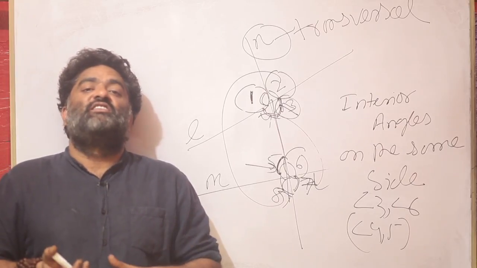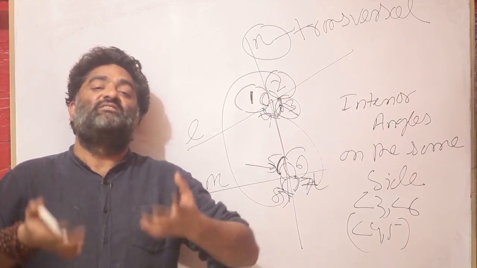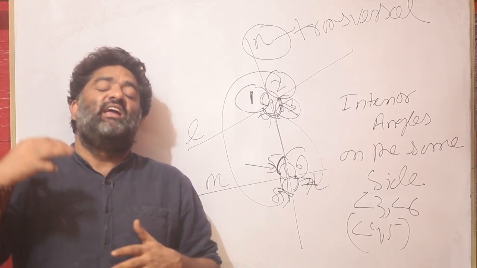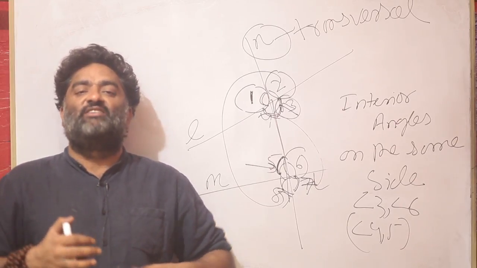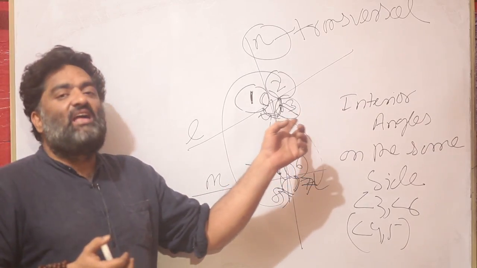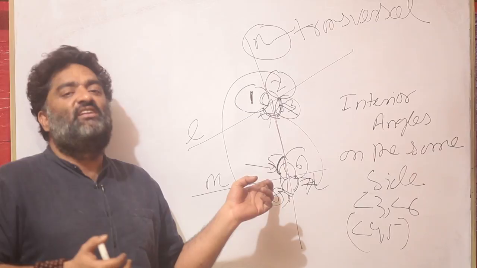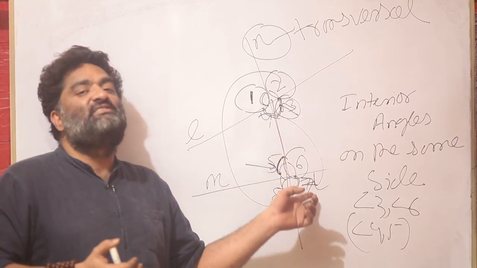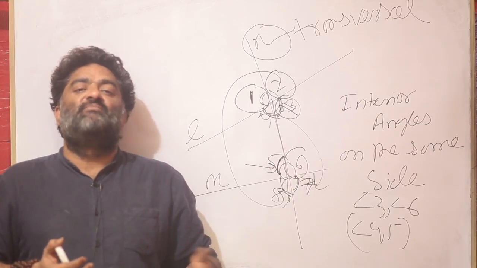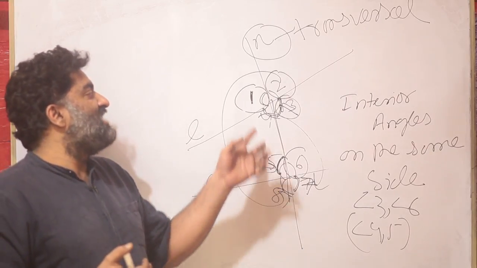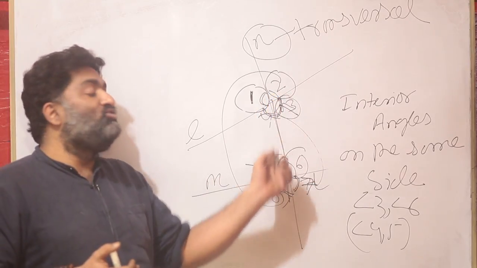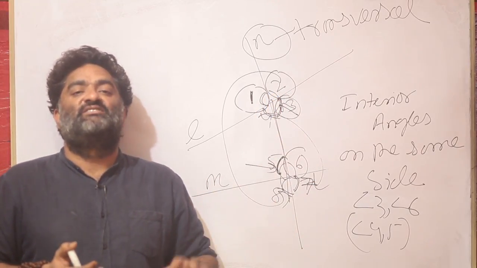Then we looked at alternate interior and tried to understand the term. Alternate means on either side of the transversal. Interior means between the 2 lines. So alternate interior angles: angle 3 and angle 5 are alternate interior to each other, and angle 4 and angle 6 are also alternate interior to each other. I change the term to exterior, and then I see that angle 1 and angle 7 are alternate exterior angles. Angles 2 and angle 8 are also alternate exterior angles.